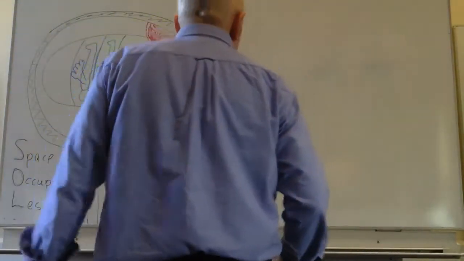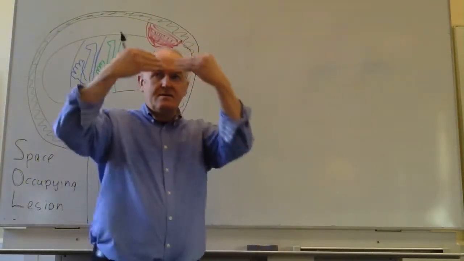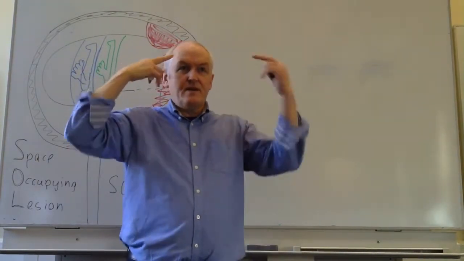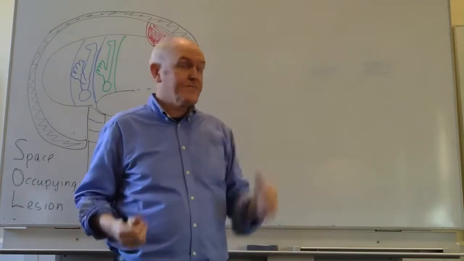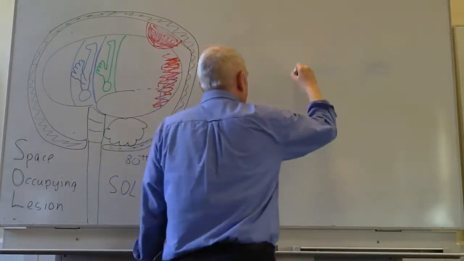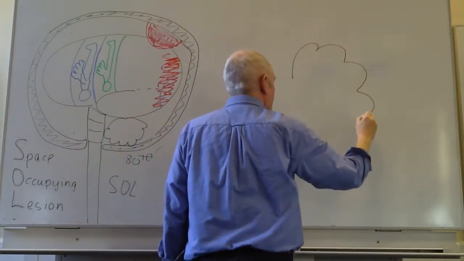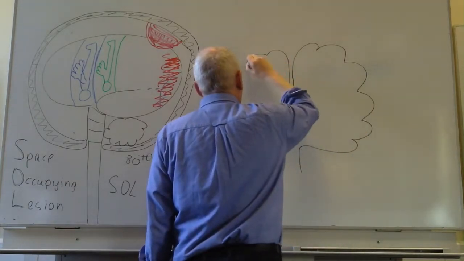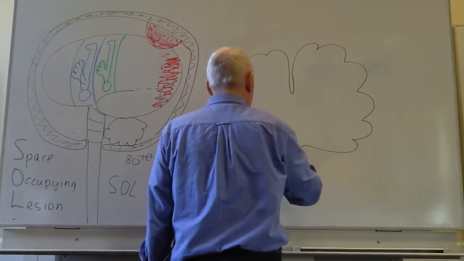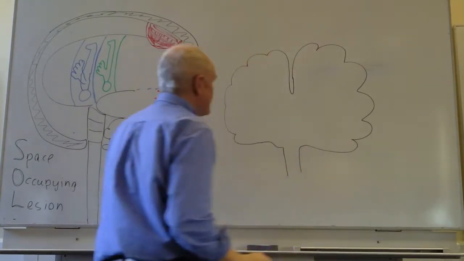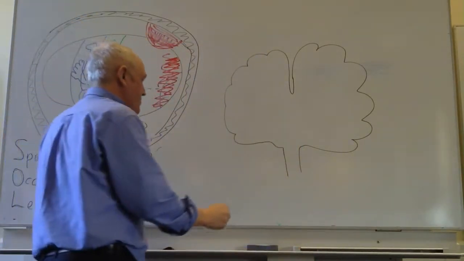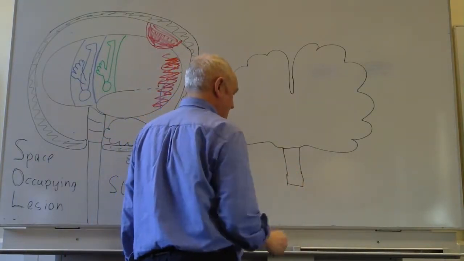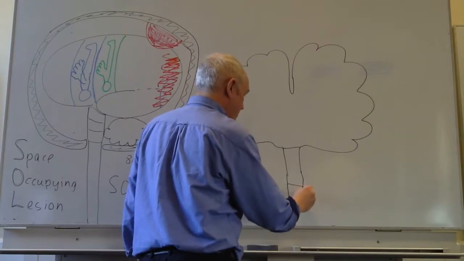Now, if you look at the brain from on the front, you'll be able to see the right cerebral hemisphere and the left cerebral hemisphere. So here's a brain looking at it from the front. And this bottom part would be the brain stem, continuous with the spinal cord.